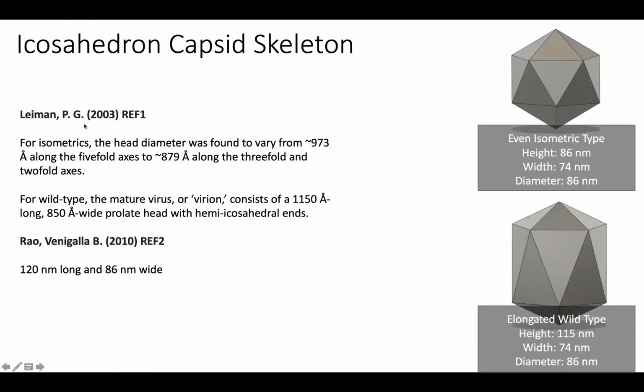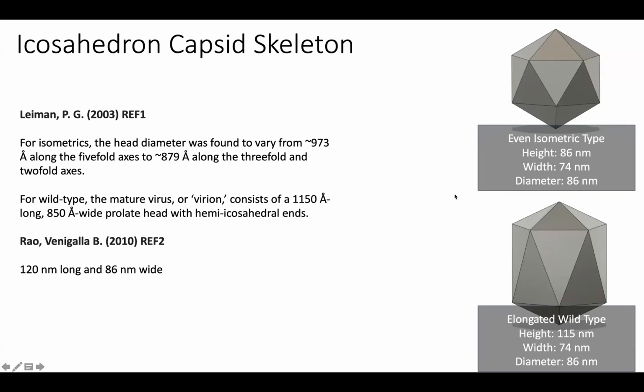Leiman wrote in 2003 that for isometrics, the head diameter was found to vary from 973 angstrom along the 5-fold axis to 879 angstrom along the 3-fold and 2-fold axis. While for the wild type, the variant consists of a 1150 angstrom long and 850 angstrom wide prolate head with hemi-icosahedron ends. However, Rao wrote in 2010 that the capsid is 120 nanometers long and 86 nanometers wide.